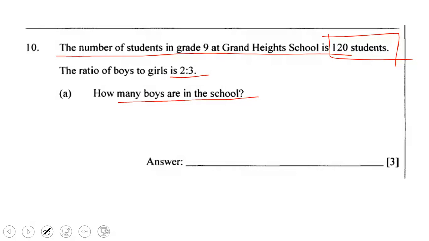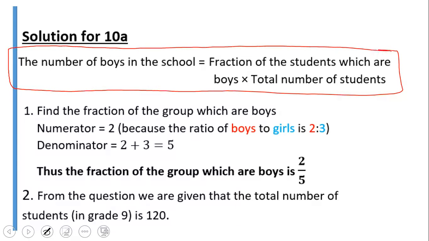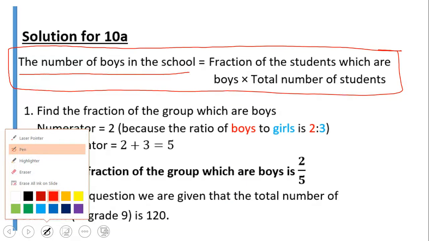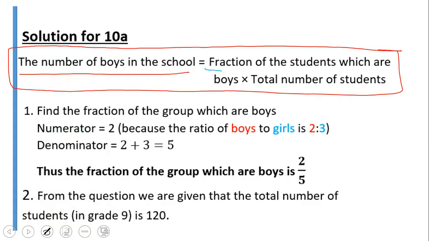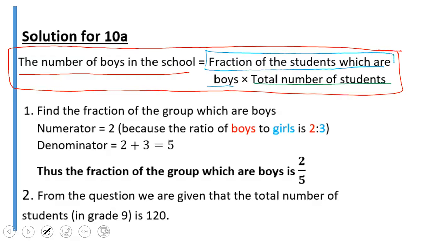Okay, so in order to deal with this question, we are going to use this formula. And the formula states the following. If you want to determine the number of boys in the school, you need to determine the fraction of students that are boys, and you need also to determine the total number of students. So in order to apply this formula, we need the fraction of students that are boys, and we also need the total number of students. So let's deal with the first one.